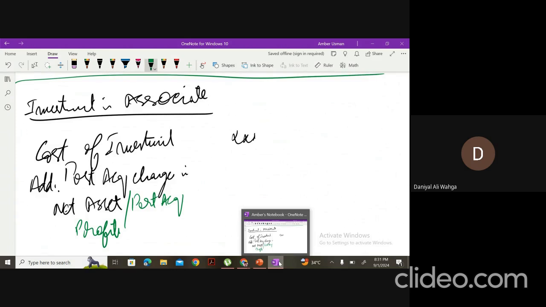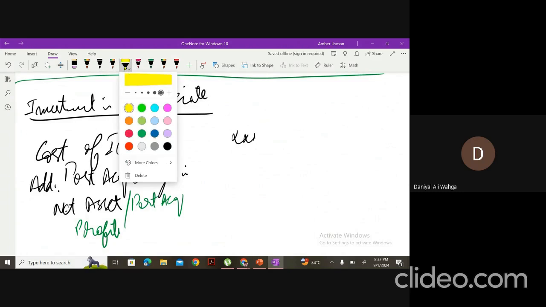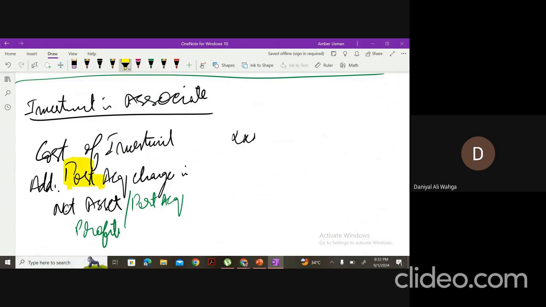So what you are going to do is take the post acquisition change in net assets. Again, one thing that you should consider is the word that I have used, that is post acquisition. What is meant by the word post acquisition? Post acquisition means after acquisition, after taking over, after acquiring those shares. And then you are going to multiply it with the percentage held.